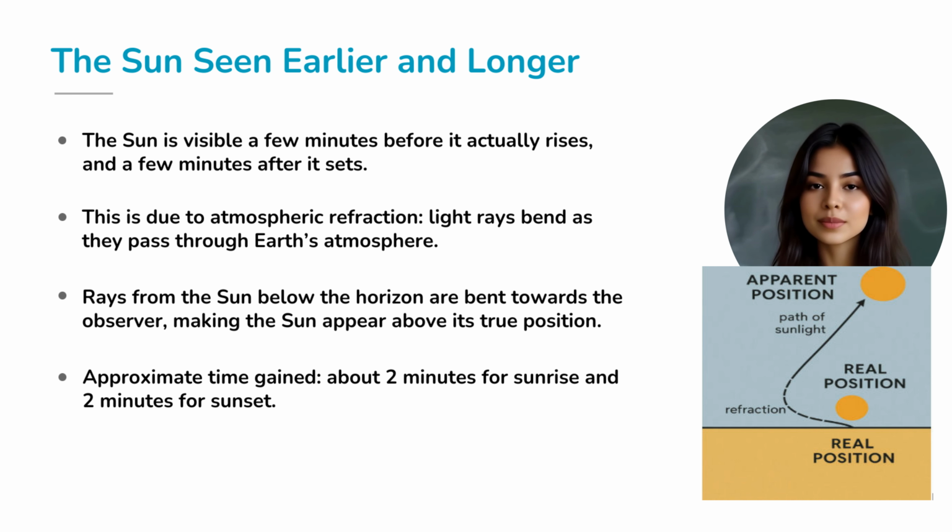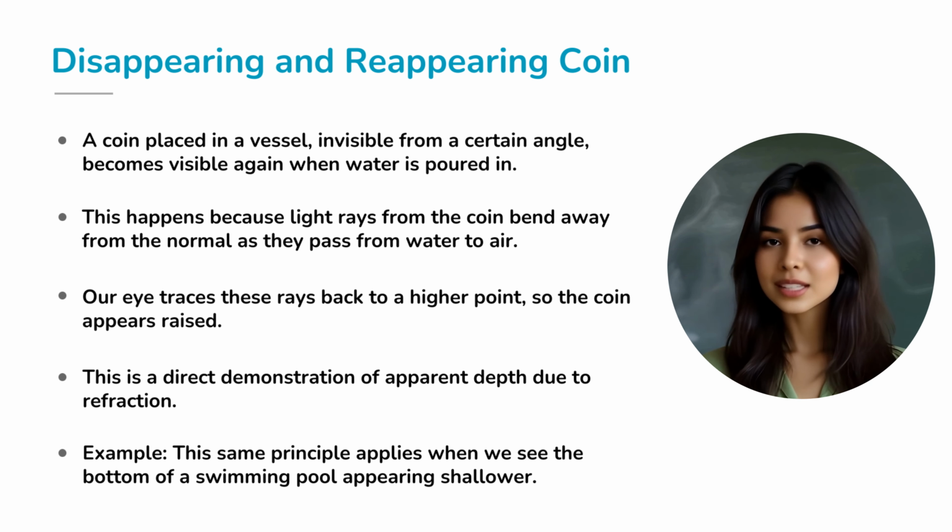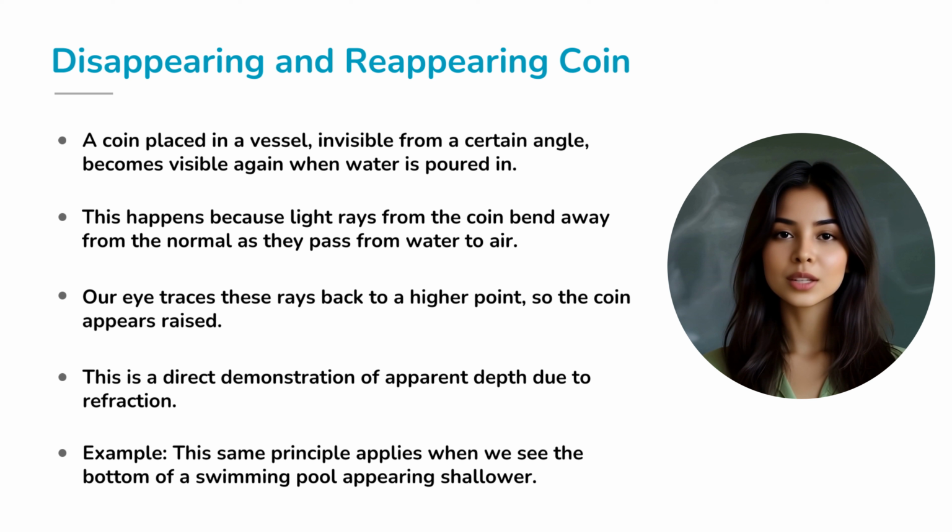of rays. Now let's move from the skies to something you can try at home, the coin in a vessel experiment. Place a coin at the bottom of a vessel and step back until it disappears from view. Now, ask someone to pour water into the vessel without changing your position. Suddenly, the coin becomes visible again.